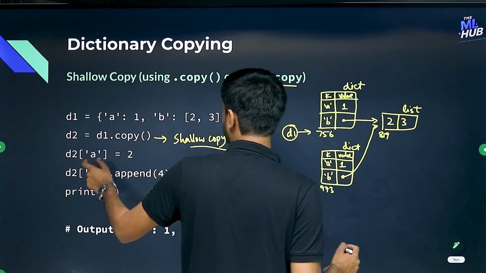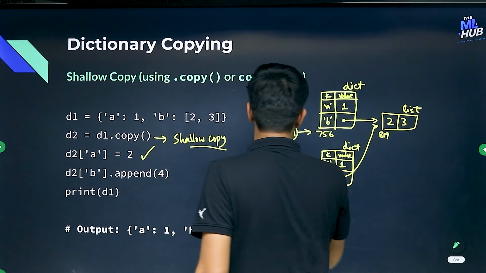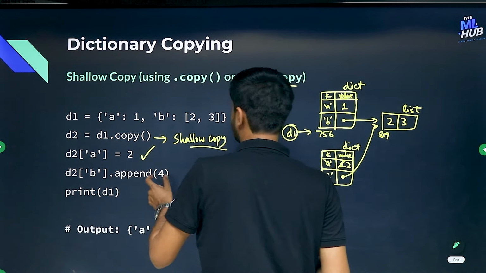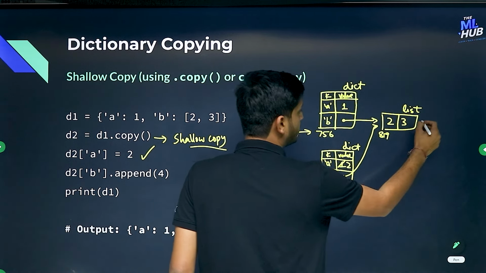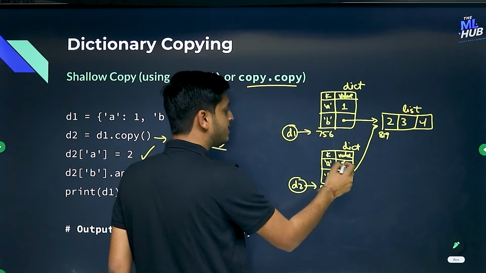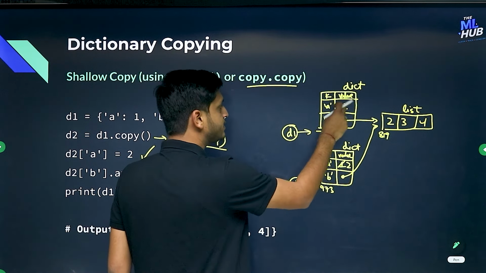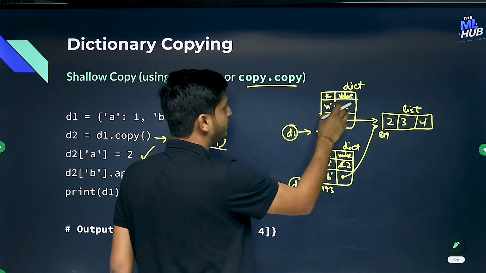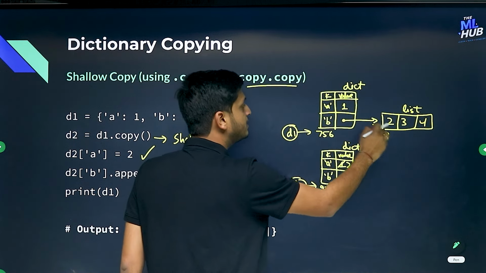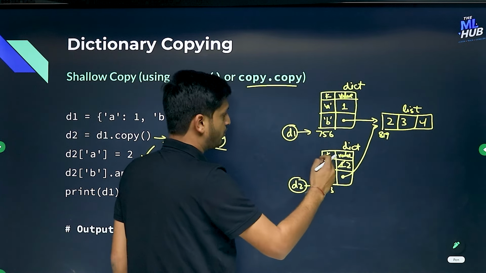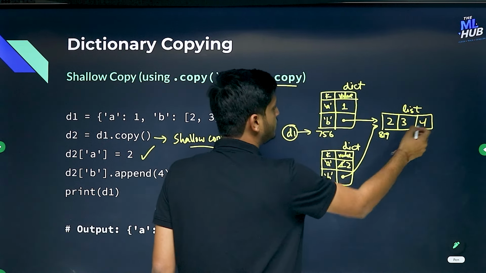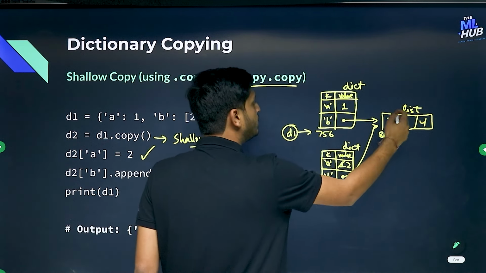Now if you say d2 of A is 2, which means d2 of A is this, so this will be updated to 2, and d2 of B dot append 4, here 4 will be appended. So here the value of A is a different copy. A is not changed in d1 because that was a static value. But if you have another collection inside the dictionary, that will be the same. So what will happen if you print d1 now? A will be 1 only, but B value will be changed. It will be 2, 3, 4 because it was pointing to a list.